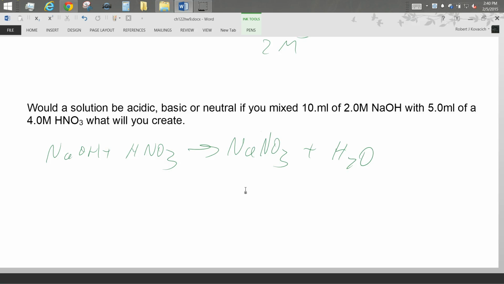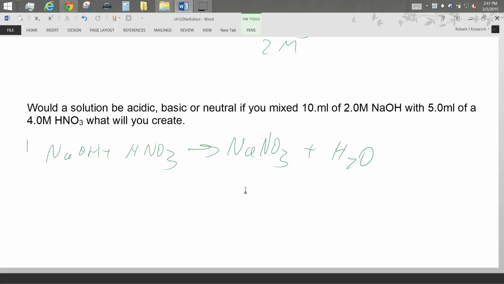So if I've got 10 milliliters of 2 molar and 5 milliliters of 4 molar, what does that tell you about the number of actual particles in each of those substances? It's the same amount of particles, right? It's twice as concentrated in the nitric acid, but I have half as much, so they're going to be equal to each other, equal to another solution with half the concentration and double the volume.